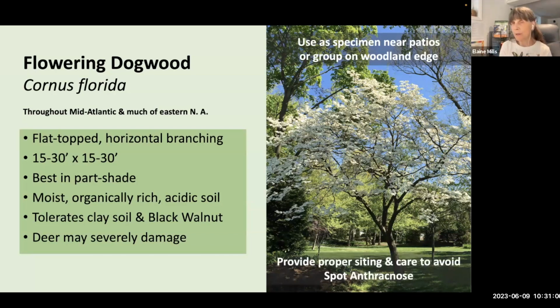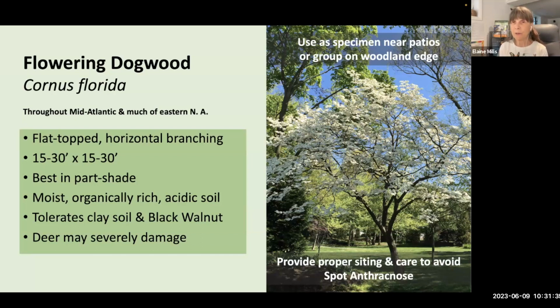Now, some people are concerned about introducing dogwoods to their landscape because they've heard about the disease anthracnose. The systemic anthracnose that can be fatal to these trees actually occurs more at higher elevations. For those of us living in the Piedmont and coastal plain regions, the disease would be the less destructive spot anthracnose. And you can even avoid that with proper siting.